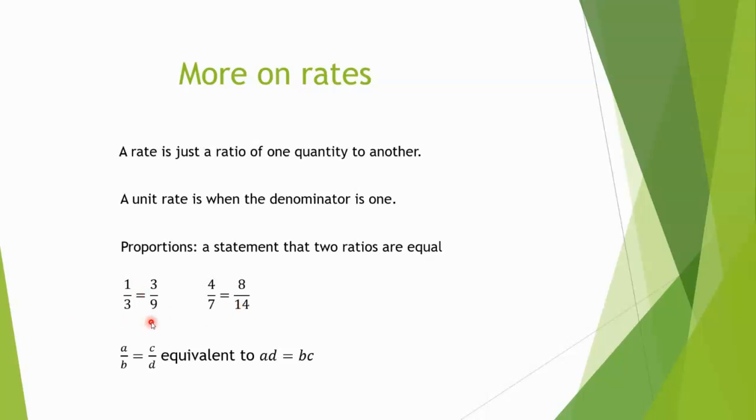You could just multiply it out. For instance, 9 times 1 is 3 times 3, both equal 9. 4 times 14 is 56, which is 8 times 7.